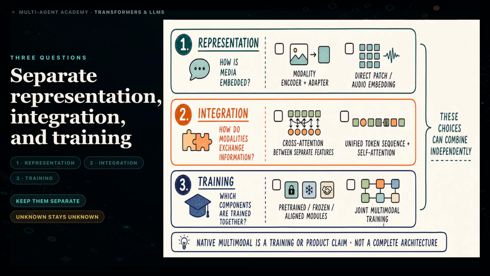A system may align separately pre-trained modules or jointly optimize its modality representation layers and language model layers. The phrase natively multimodal usually describes joint multimodal training or a product capability claim. Natively multimodal does not identify a specific integration mechanism, prove the absence of a modality encoder, or imply image generation. Keeping the three questions separate prevents category errors.